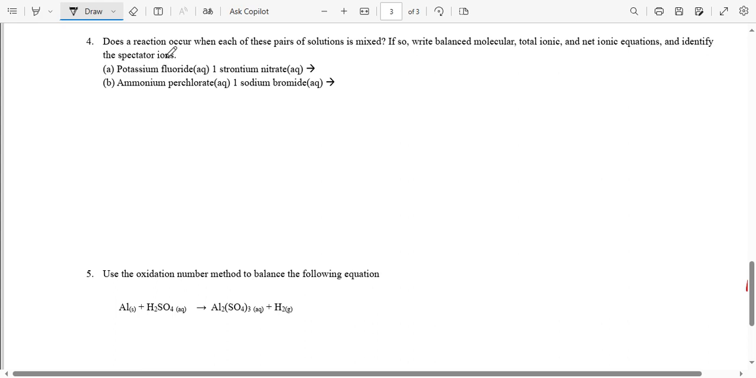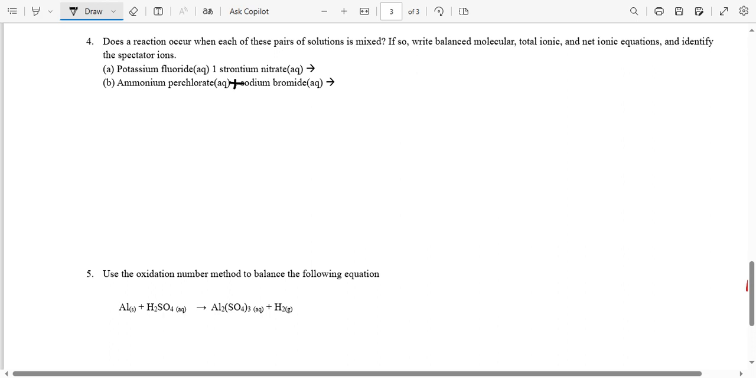Does a reaction occur when each of the following is mixed? If so, write balanced molecular, total ionic, and net ionic equations. Okay. So let's pick one here. Which one should we be able to answer? Okay. Ammonium perchlorate plus sodium bromide?